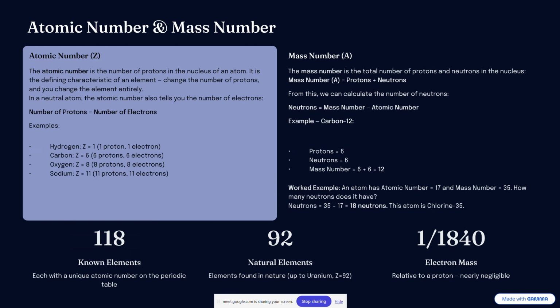Yes, sir. Okay, let's continue. With this, how we calculate the mass number is you simply sum up the proton number and the neutron number. So known elements are 118, natural elements that occur are 92, and then electron mass. These are just things to capture your eye, actually.